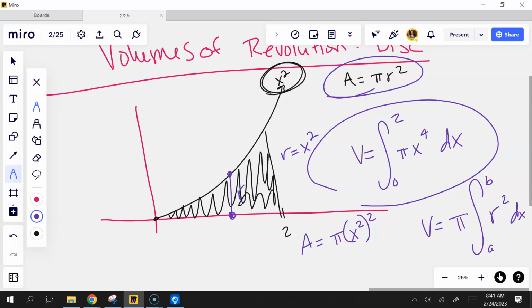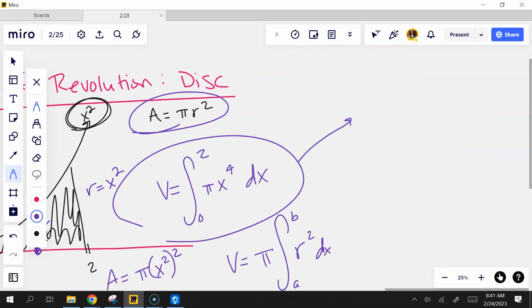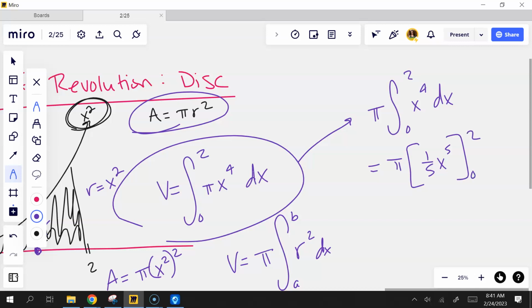All right, y'all ready for a real example? I mean, that really was a real example. But whatever you get here, you go through the same way we've been doing. So pi times the integral from 0 to 2 of x to the 4th dx, which would be pi times 1/5 x to the 5th from 0 to 2.